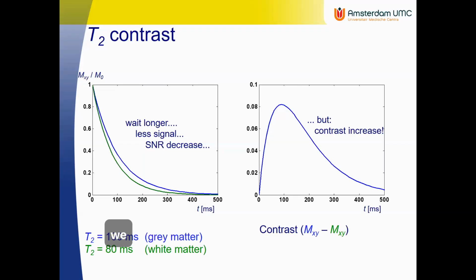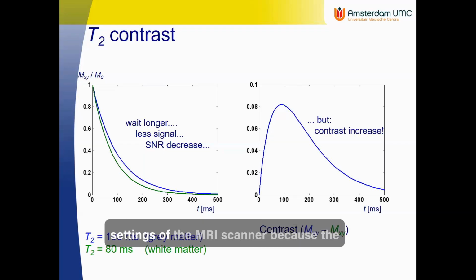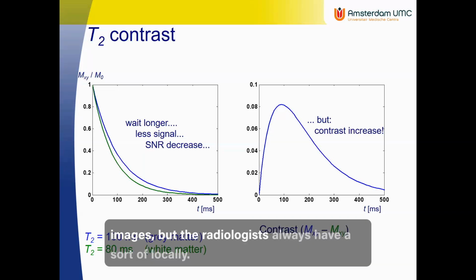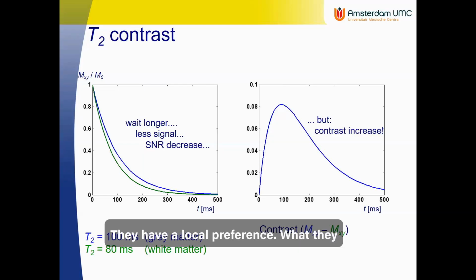If we get a new scanner, I have to tune all the settings of the MRI scanner. The manufacturer delivers the scanner with default protocols, so they were pretty okay. We should get rather nice T2 weighted images. But the radiologists always have a local preference, what they were taught, and also depending on the different tissue types we're looking at, or the different disease types, you might want to optimize the MR scanner settings.